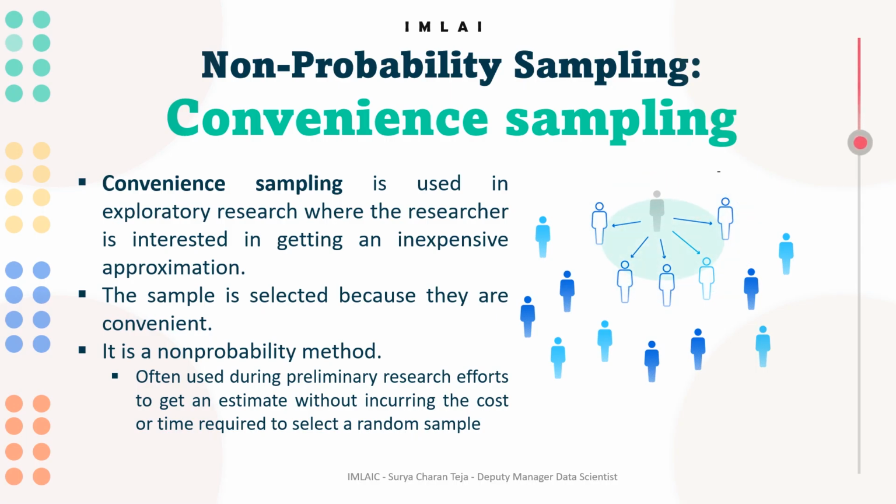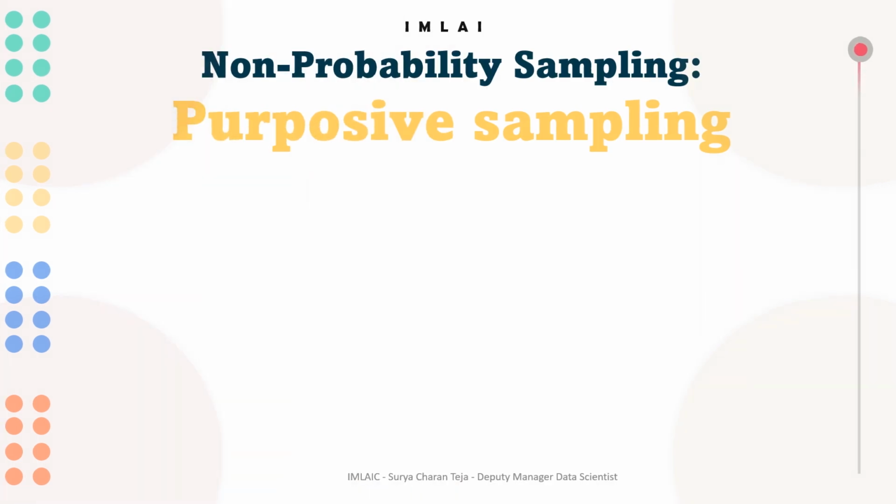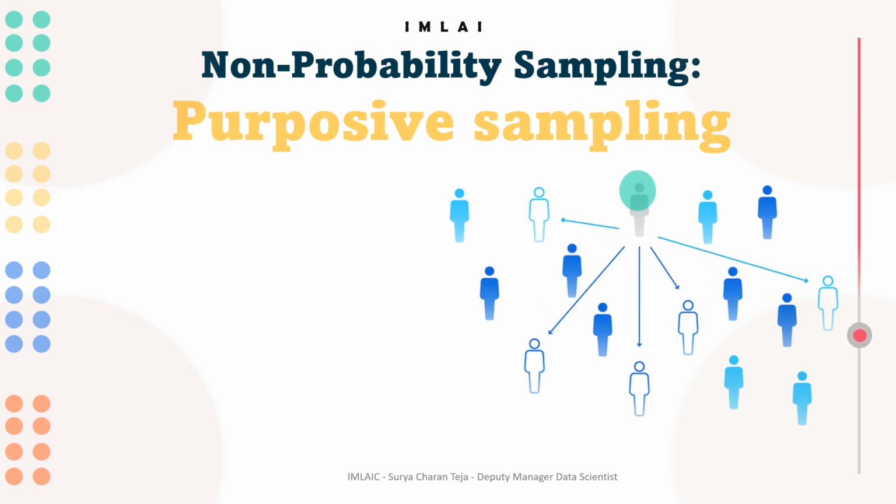So the second type of non-probability sampling that we have here is purposive sampling. Purposive sampling is a non-probability sampling technique in which samples are selected based on the researcher's judgment or specific criteria. In this method, the researcher intentionally selects individuals who meet certain characteristics or criteria that are relevant to the research question.